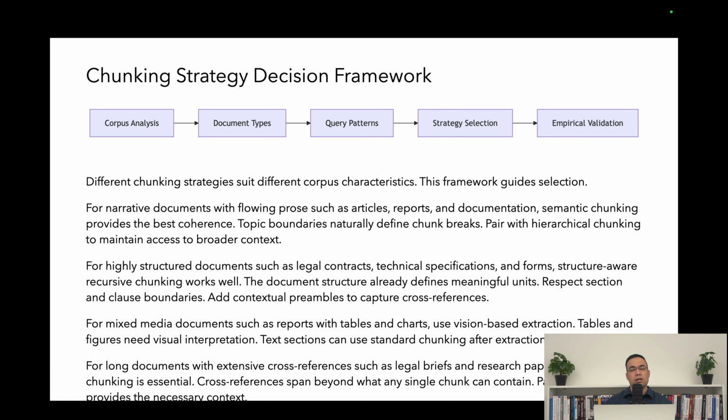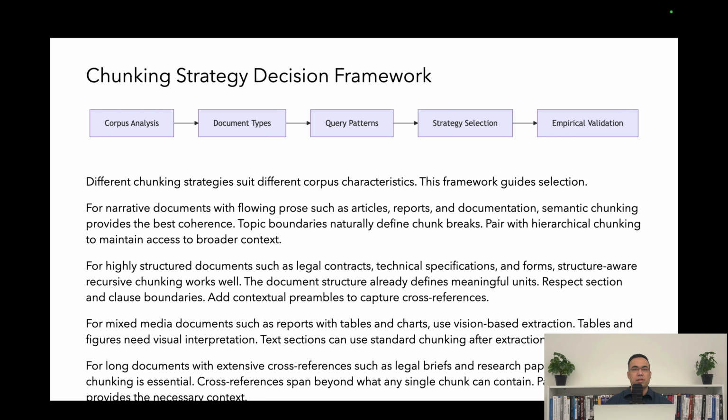For hierarchical, highly structured documents such as legal contracts, technical specifications, and forms, structure-aware recursive chunking works well. The document structure already defines the meaningful units. Respect section and clause boundaries here. You should be adding contextual preambles to capture the cross references. For mixed media documents containing tables and charts, you should be using vision-based extraction. The tables and figures need visual interpretation. Text sections can use standard chunking after extraction.